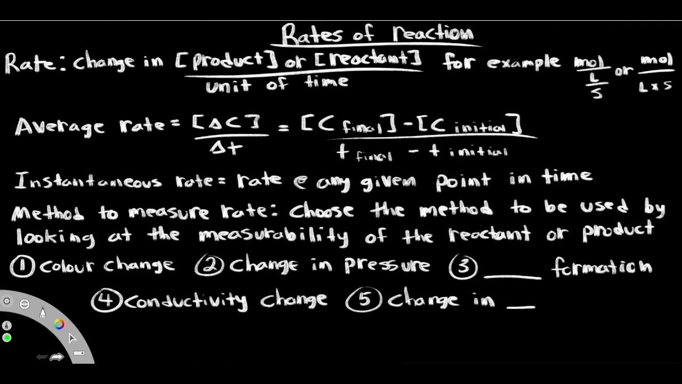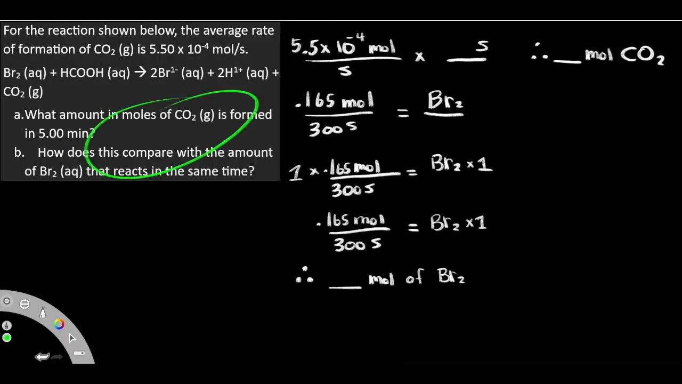We have two rates, average rate and the instantaneous rate. The average rate here is just the average, right? The difference between the final and the initial concentration, and the difference between the final and the initial time. Obviously, the difference between those is going to give us the average, which makes sense. Instantaneous rate, there's no formula. It's just the rate at any given point in time, which we're going to be looking at down here for an example a little bit later on.